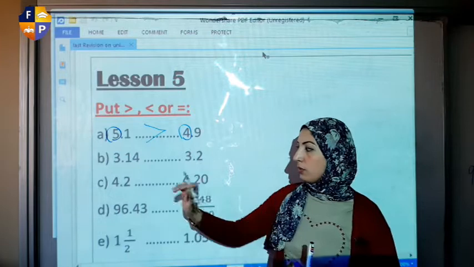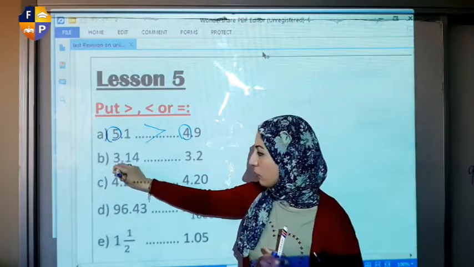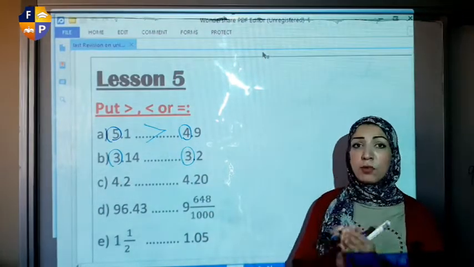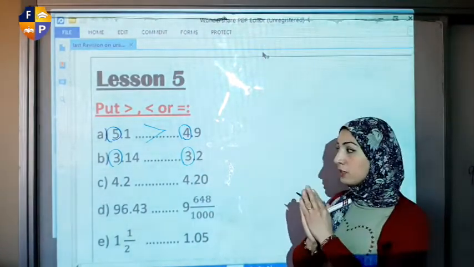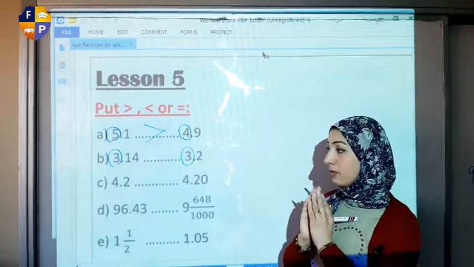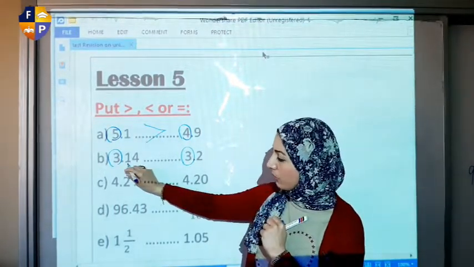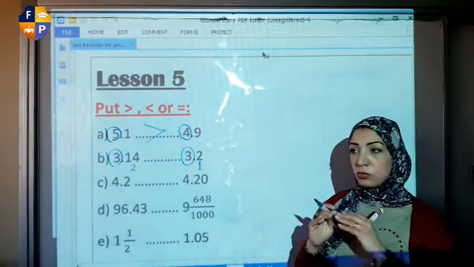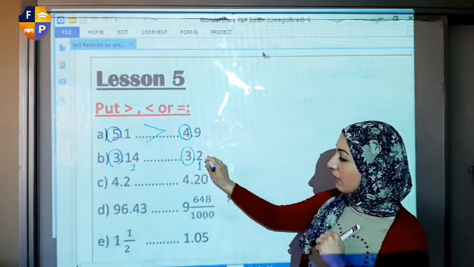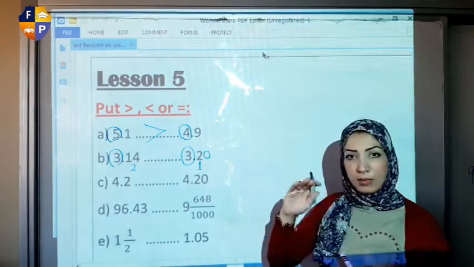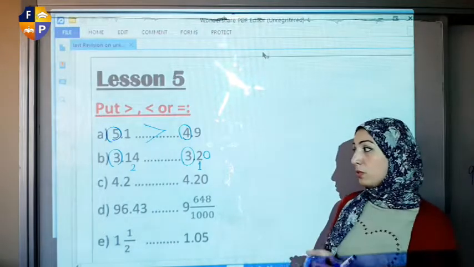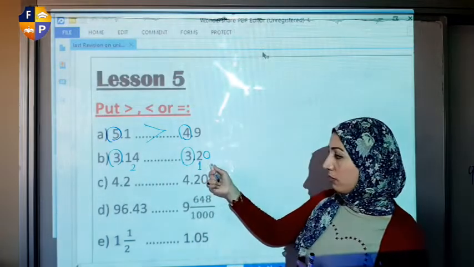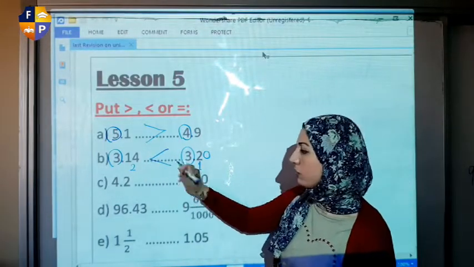Next one. Step number 1, circle the whole number. So we'll circle 3, 3. Here we have the same whole number. In this case, go to decimal point and count how many decimal points. Here we have 2 decimal points. And here we have 1 decimal point. So we have to be equal. So we have to add 0 here to be the same number of decimal points. So now we can compare which number is greatest, 14 or 20. For sure, 20 greater than 14.